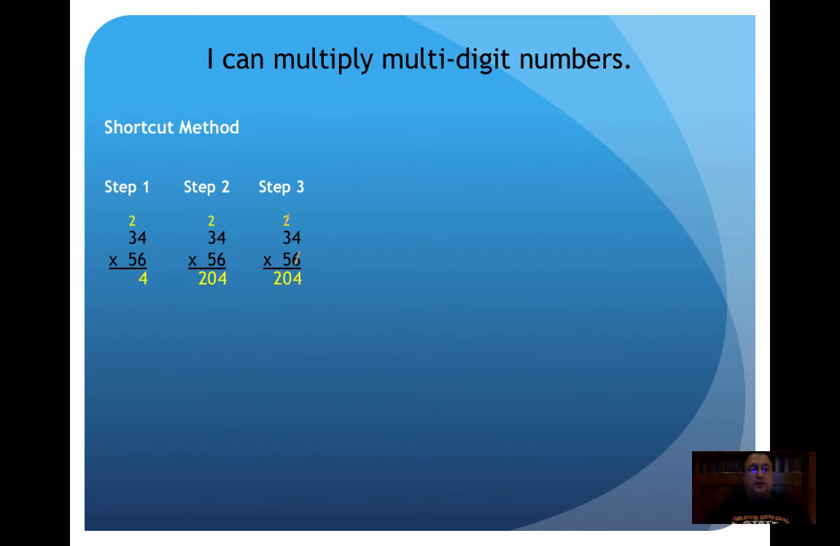So I'm multiplying by 50, and this is a multiple of 10, so I have to put a 0 down here as a placeholder. If I don't, it's not a tens place number. Any number multiplied by 10 always ends in 0. That's why we put the 0 down.